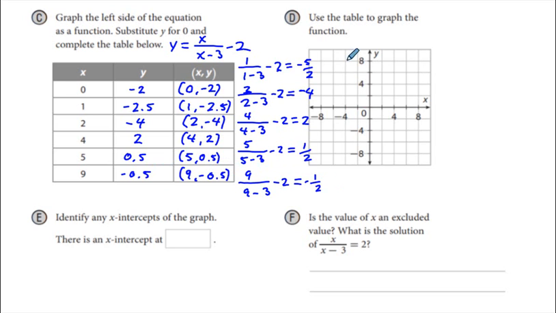Now we're going to plot the points here on the coordinate grid to the right. So we have the first one here, 0, negative 2, right on the y-axis. 1, negative 2.5, about right here. All these grid lines are by 2. And next we have 2, negative 4, which will go right here.